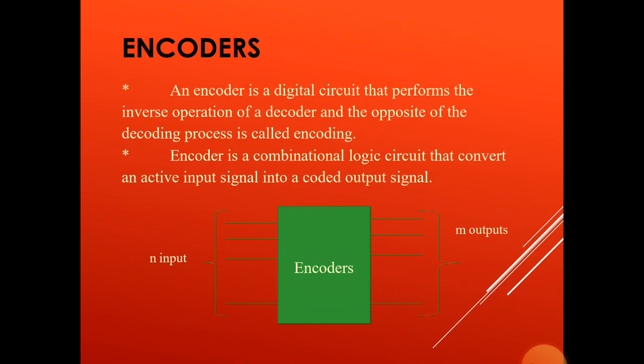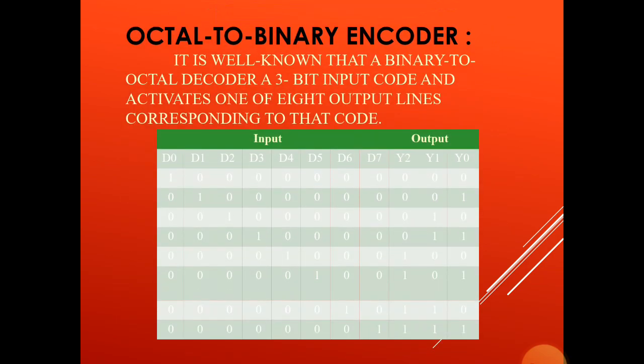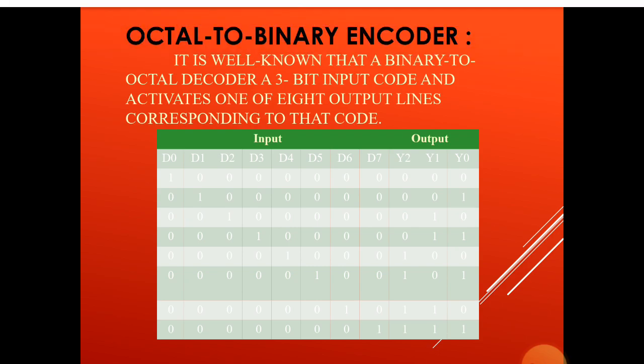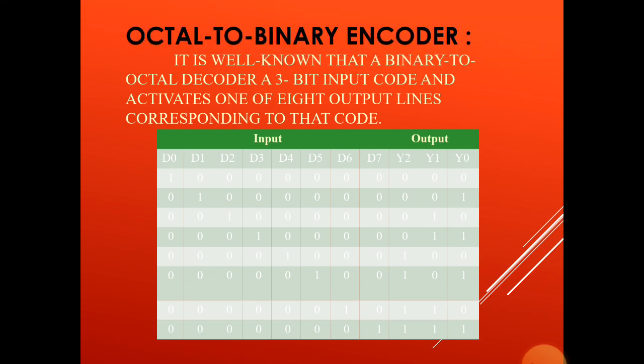Then encoder and decoder. An encoder is a digital circuit that performs the inverse operation of a decoder. The encoder receives n number of inputs and produces m number of outputs. It is also a combinational circuit that is used to convert the active input signal to a coded output signal. There are different types of encoders: priority encoder and octal to binary encoder. For the octal to binary encoder, the given octal input is converted to binary.